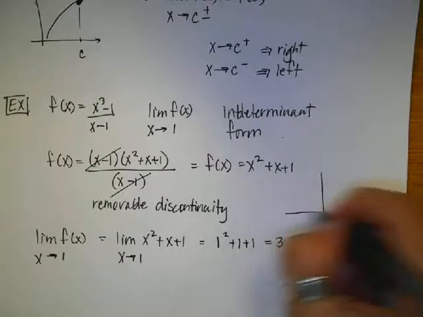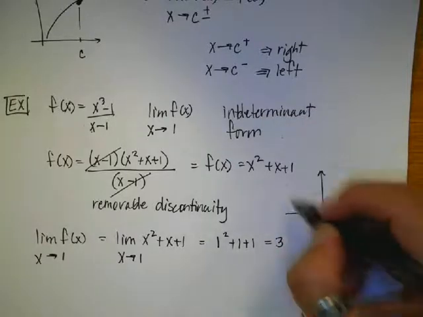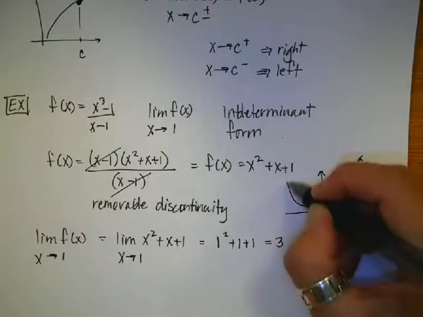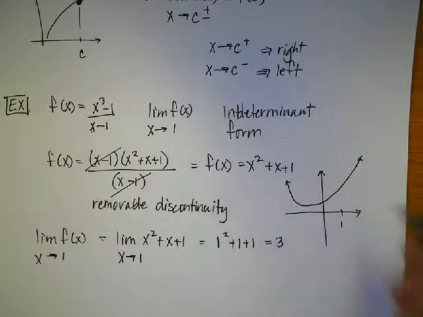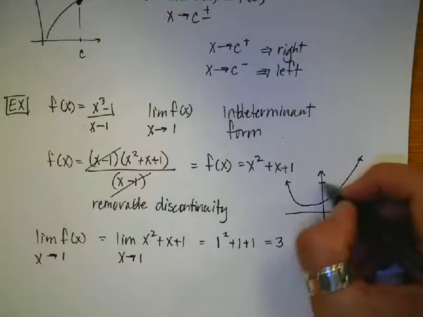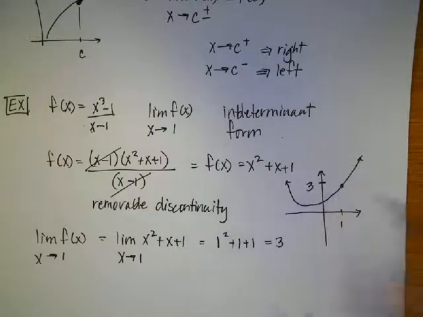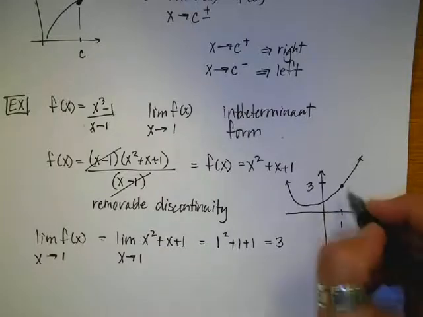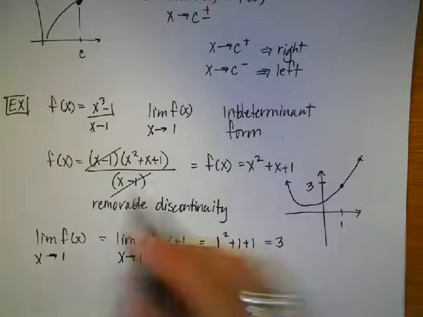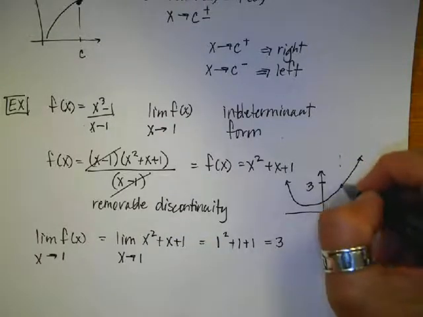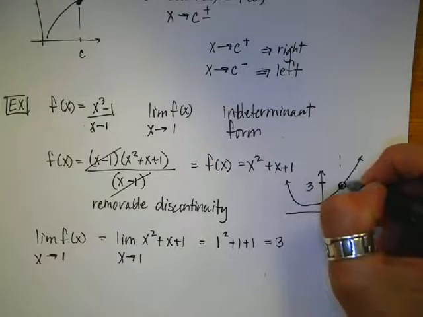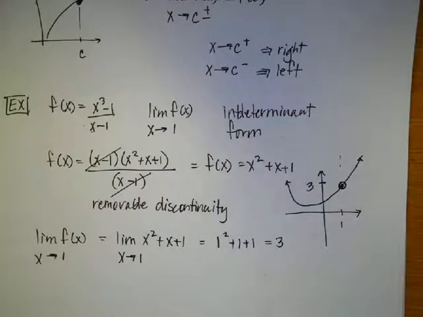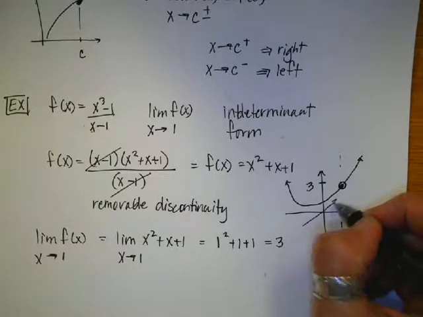If I graphed this function, it would look something like that. At 1, we know that as x approaches 1, I have a removable discontinuity, and then up here at 3, that would be my graph. Okay, so this value would be 3 that the graph is approaching. If x is equal to 1 and it's a removable discontinuity, technically, my graph has a hole there. But as I come in from the left and as I come in from the right, I'm approaching that value of 3.